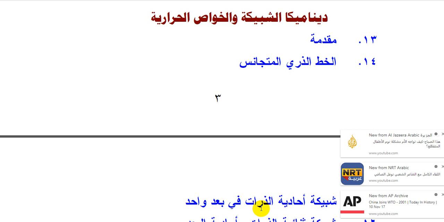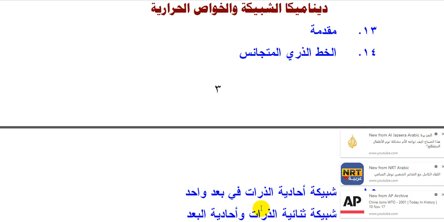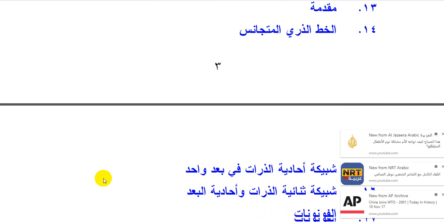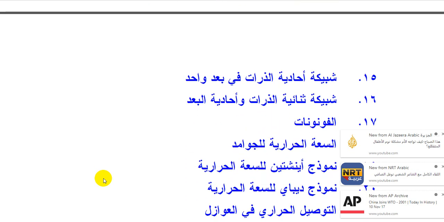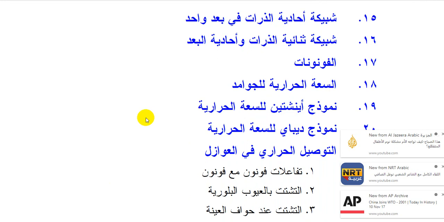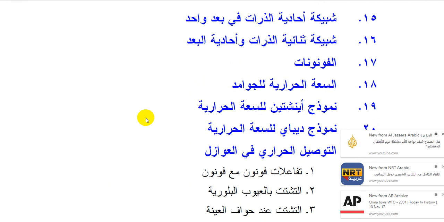The 13th article is the introduction, and the 14th article is the homogeneous or straight atomic line. Article 15 is related to the monoatomic unidimensional lattice and the biatomic unidimensional lattice. Unidimensional biatomic lattice. The phonons.